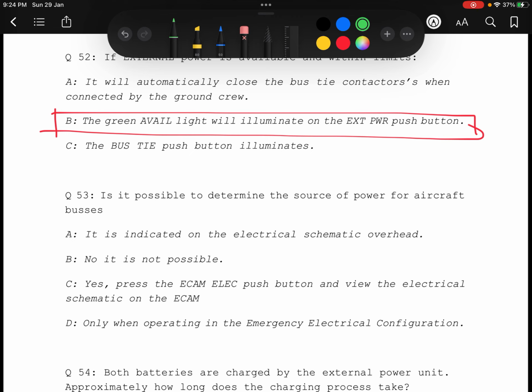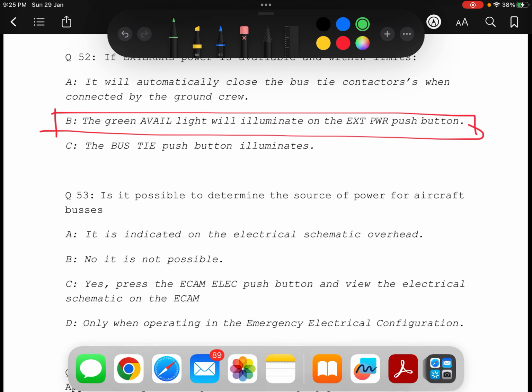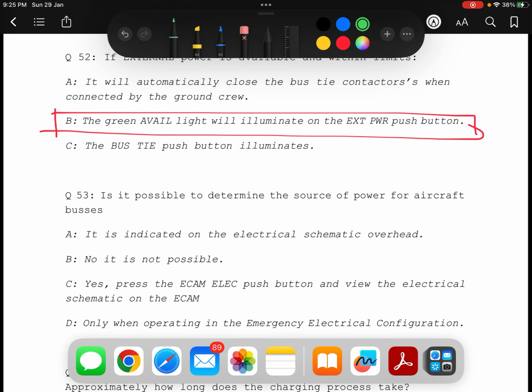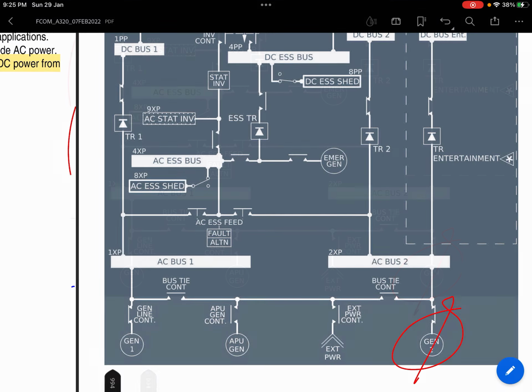Is it possible to determine the source of power for the aircraft buses? Yes, it is possible, definitely. If you go to the ECAM ELEC push, the ECAM ELEC page, then you will be able to find which system, which source is supplying what.